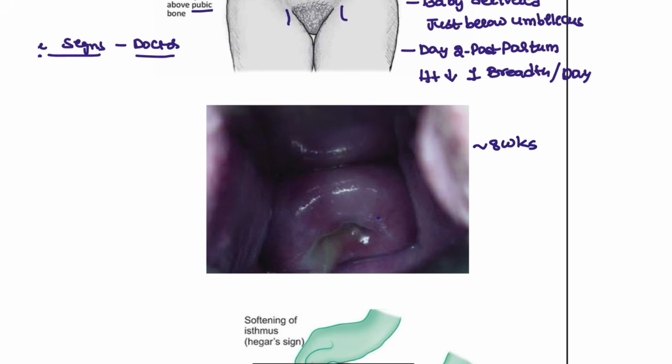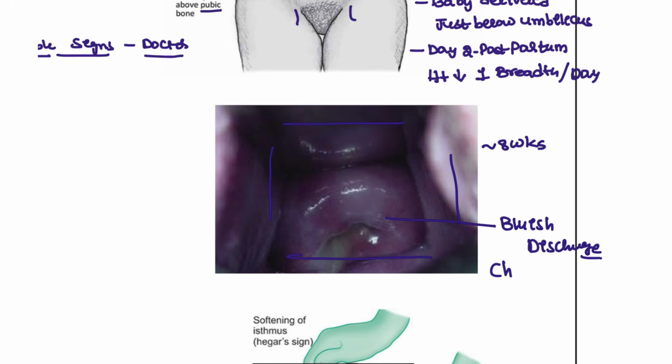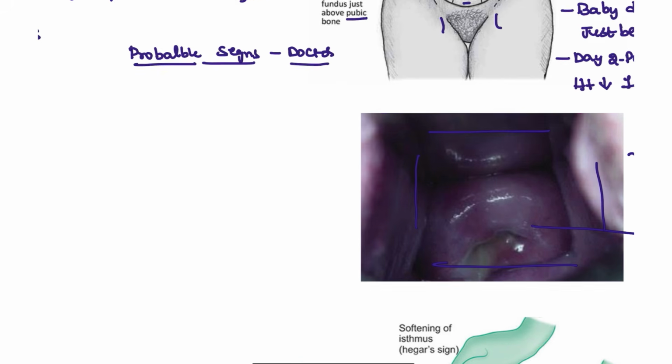If you can observe, this looks like a bluish discharge that is coming from the cervix. Not just the cervix, it is going to be present in the fornices and the lateral walls of the vagina. This sign is known as the Chadwick sign, and it is seen at 8 weeks.